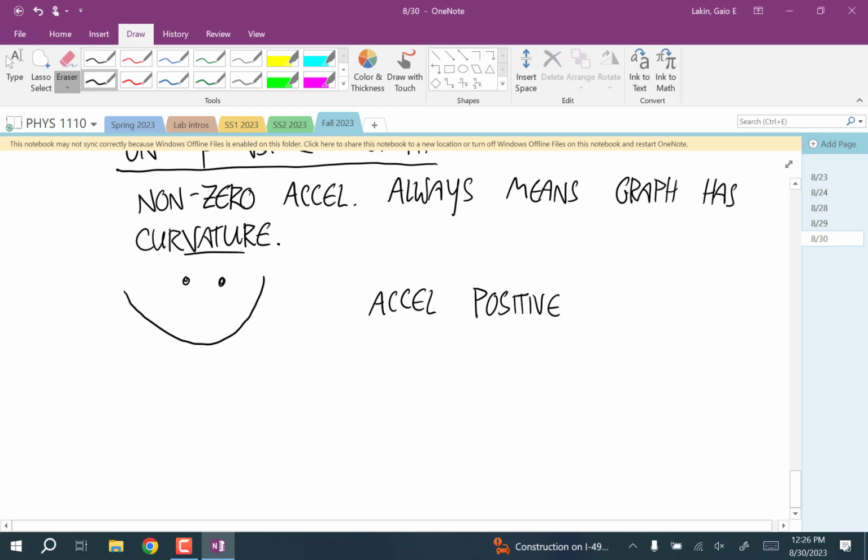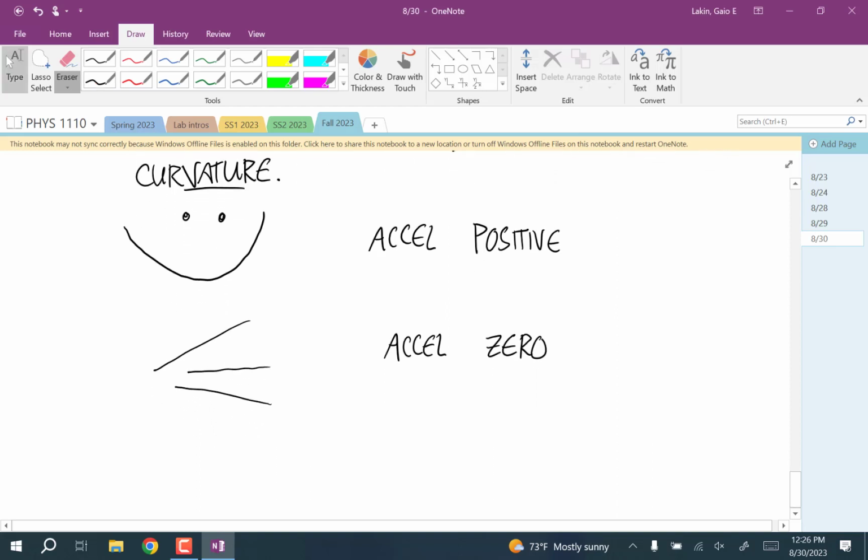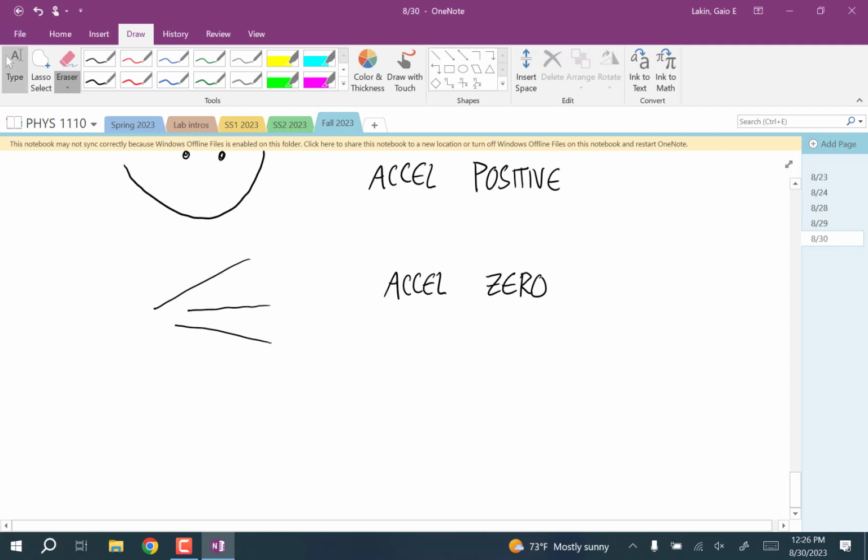If it's a straight line, it could be any of these, there's no acceleration. It's 0. And if it's part of a curve like that, that's a negative acceleration, like a negative attitude.